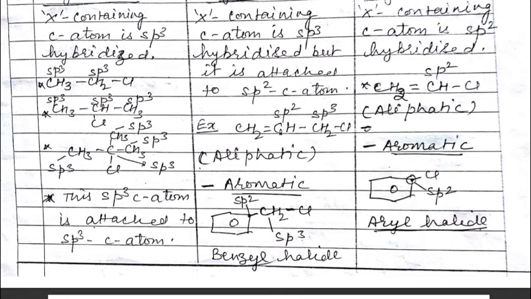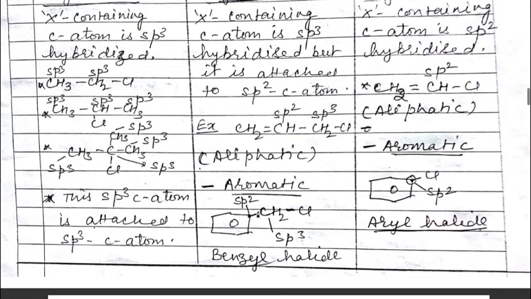Allyl halides are of two types, aliphatic and aromatic. So it is the example of aliphatic compound. Benzyl halide, this is the example of aromatic allyl halide. See, this carbon atom is sp3 hybridized and it is saturated one. Chlorine containing carbon is sp3 hybridized, but this carbon atom is attached to the benzene ring, and we know that each carbon of benzene is sp2 hybridized. So it is the example of aromatic allyl halide and it is called as benzyl halide.